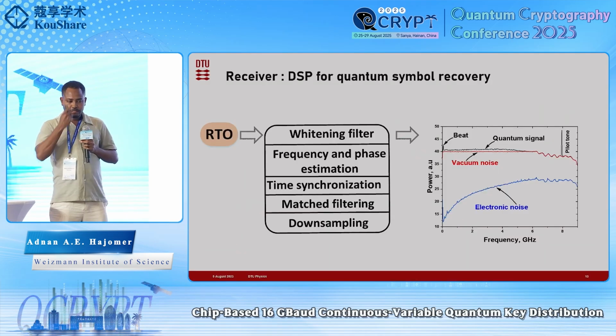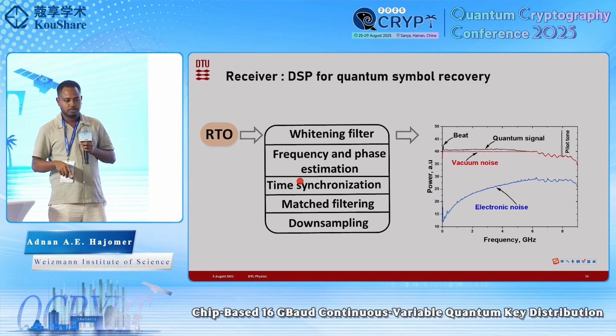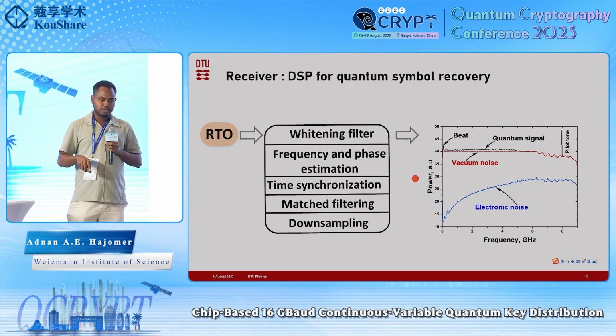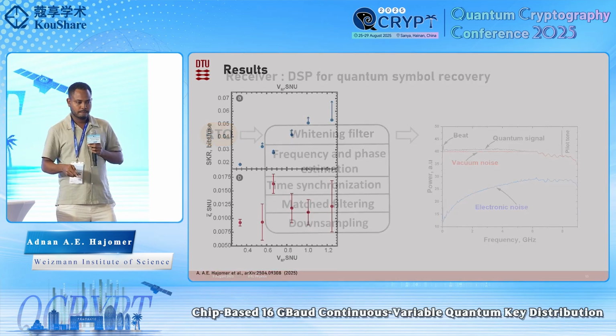Okay, so here is the DSP for the receiver side. We start with whitening filters in order to compensate for any correlation, and then we estimate the frequency and phase, and we compensate for that. Then we have time synchronization, matched filtering, and finally downsampling in order to get the quantum symbols.